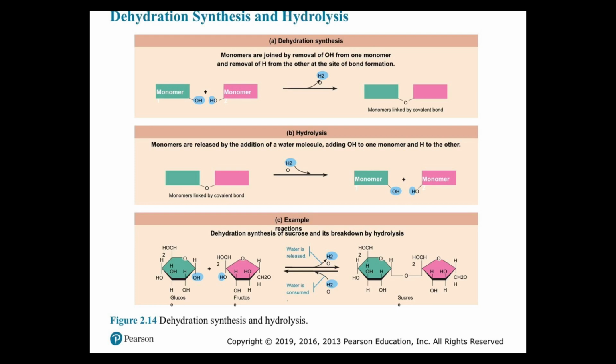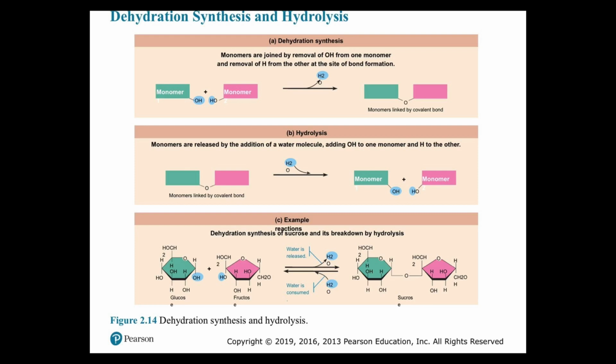In figure B, you have 2 monomers that are linked by a covalent bond. You add water and you separate the 2 monomers.